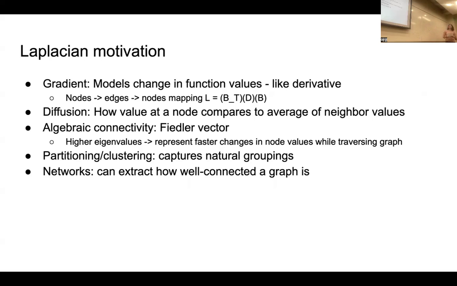So basically, higher values for the eigenvalues also represent faster changes in node values while traversing the graph. This kind of goes back to the idea that the Laplacian can model changes in node values.